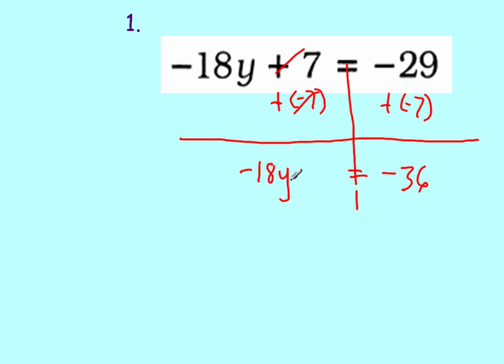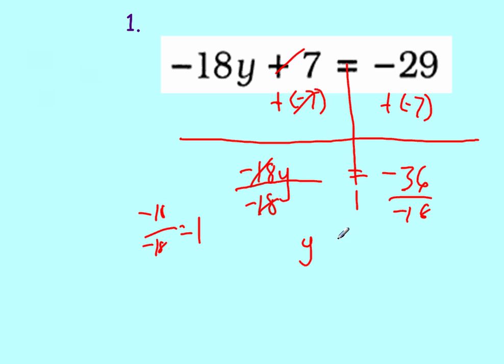Now, our second step is we want to get y by itself. So we're going to do our division to get rid of the multiplication, the inverse operation. So we're going to divide by negative 18. These cancel each other out, because what it becomes is 1. Negative 18 over negative 18 is equal to 1y. We don't have to write the coefficient of 1, we can just write y. So it's y equals, and negative 36 divided by negative 18 is 2.